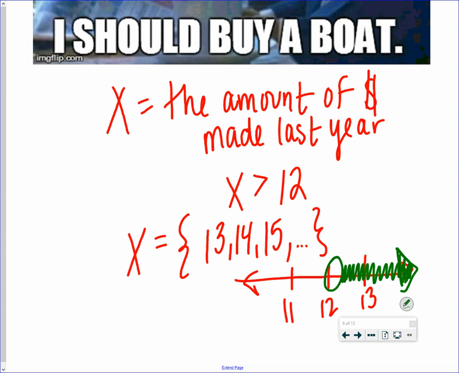Now one thing you'll notice is nowhere in here does it talk about millions. So I'm going to change my defining the variable to say the amount of dollars in millions, $1 million made last year. And now that will include that amount of millions.